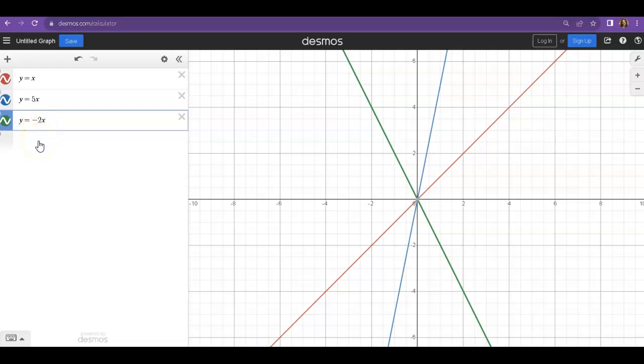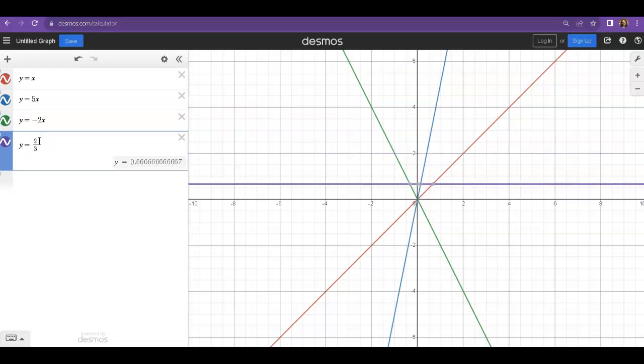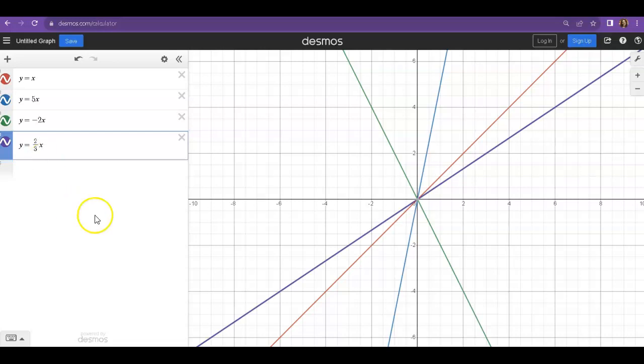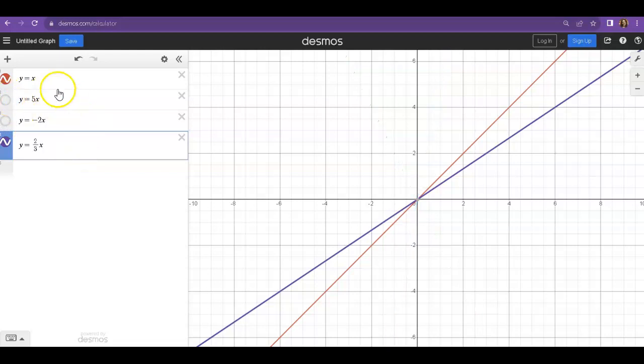I let them play around, and pretty quickly they come up with, let's use a fraction in front of the x. Now we've got a whole bunch of lines here, and it's kind of confusing. We can toggle off the two so that we can compare our original to our latest, and we see that it is indeed a less steep slope when we put in a fraction in front of the x.